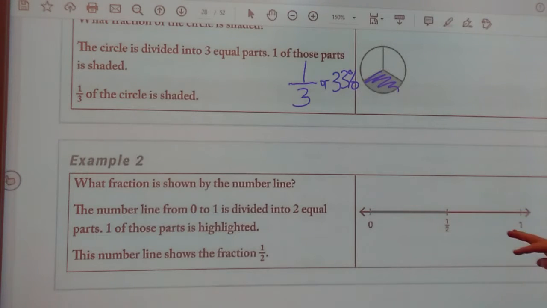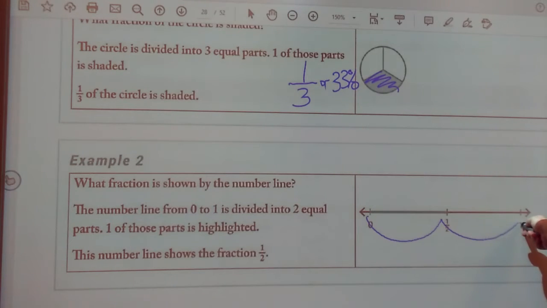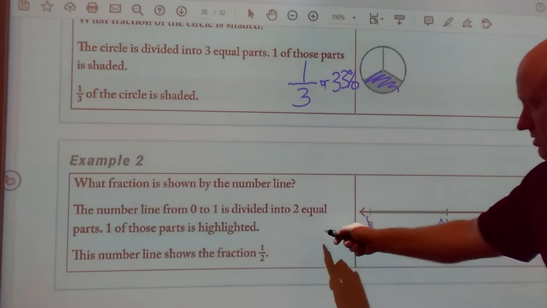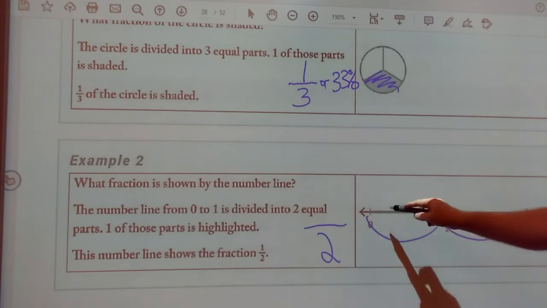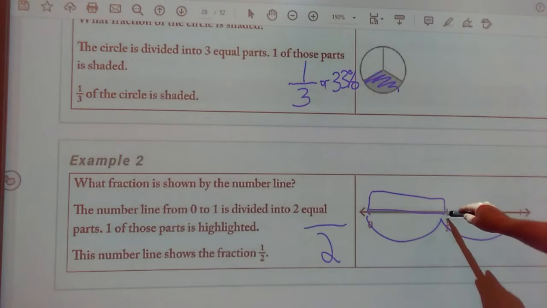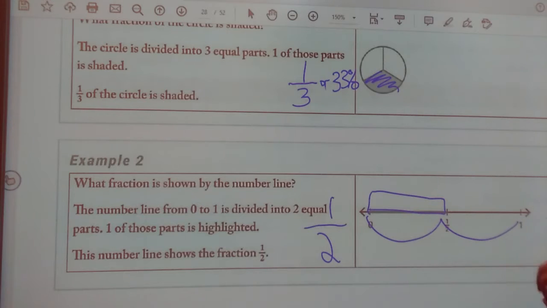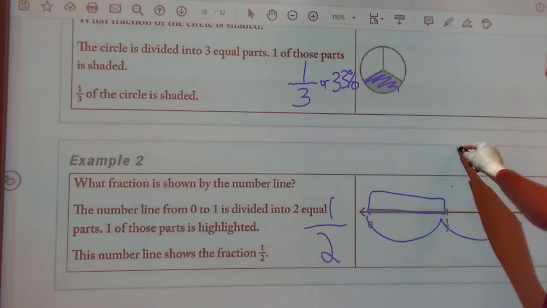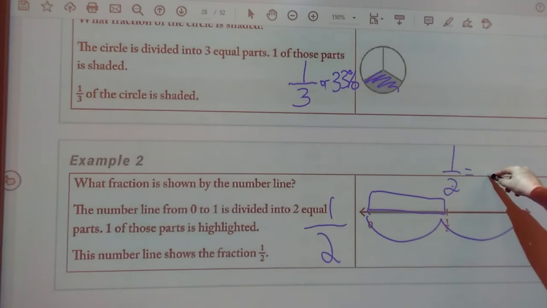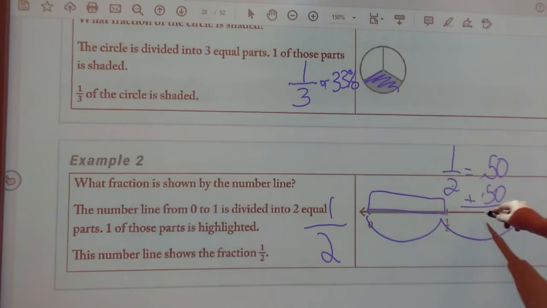Now, number line, same principle. Go from 0 to 1. So I have 1, 2, 2 spaces. So my bottom number is going to be a 2. And this right here is only half a space. Only half a space is between 0 and 1. So it'll be 1/2. Because what is half of 1? Half. See? 1 gives you 0.5. And of course, 0.5 plus 0.5 gives you 1. Okay? Good.